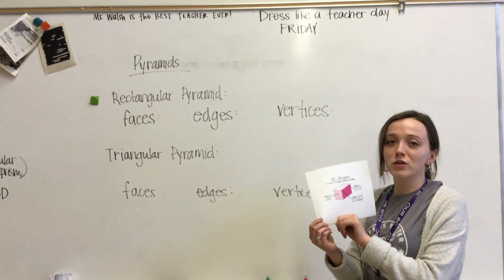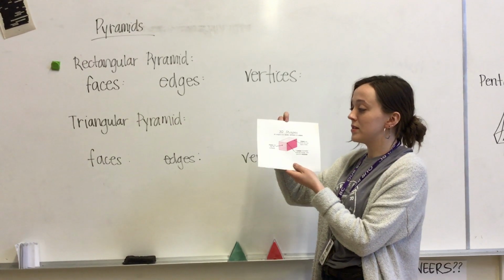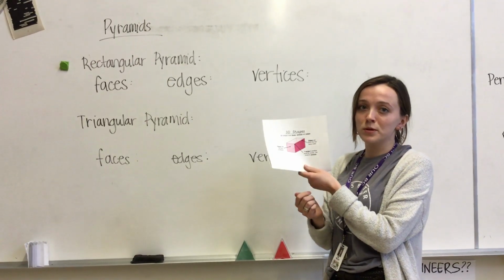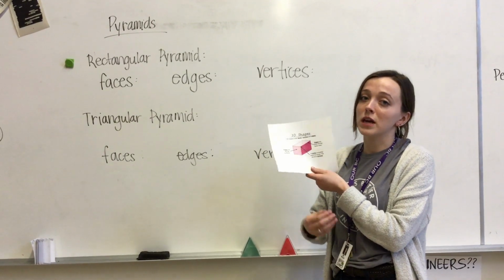5th grade. It's me, Miss Walsh again. Yesterday we talked about faces, edges, and vertices of prisms. Prisms are like box-shaped things. Yesterday we had a triangular prism, which is like a tent.